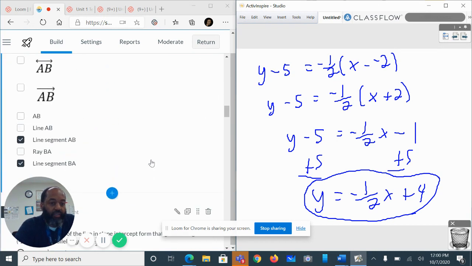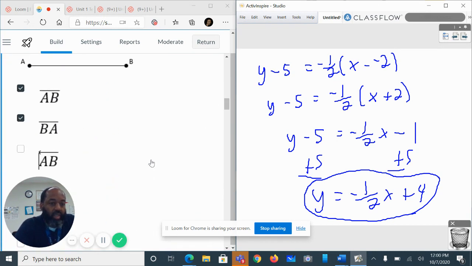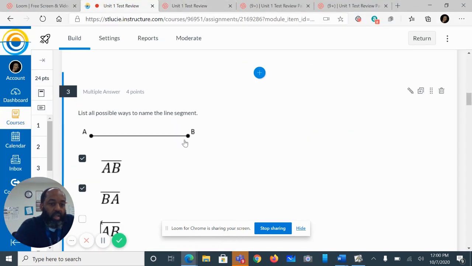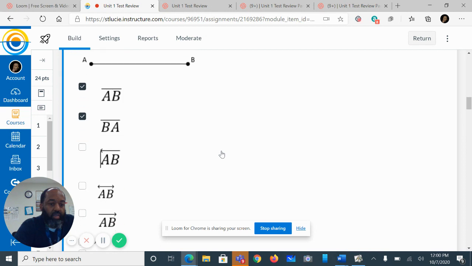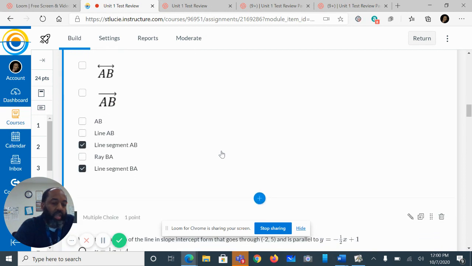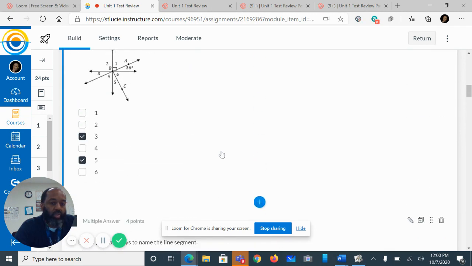And the next one is just a definition. It says, list all possible ways to name the line segment. And there you go, AB, and just say line AB. That's it. It's one of those on the test.